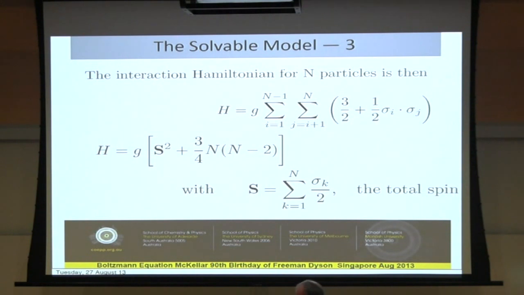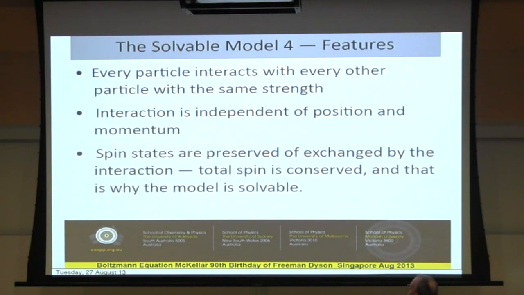Same thing actually happens with the general F-dimensional case. It's the square of the total F-spin plus some constant. But this is an equation that you can actually solve, right? It only depends on the total spin, and that's some quantity we know for the system. So we have a Hamiltonian equation we can solve.